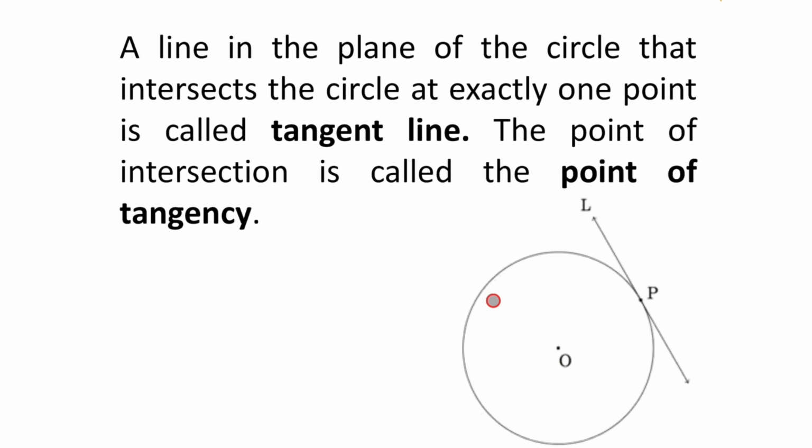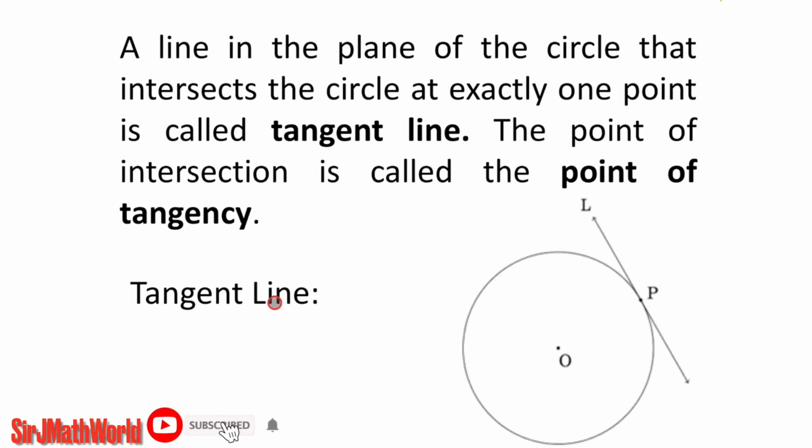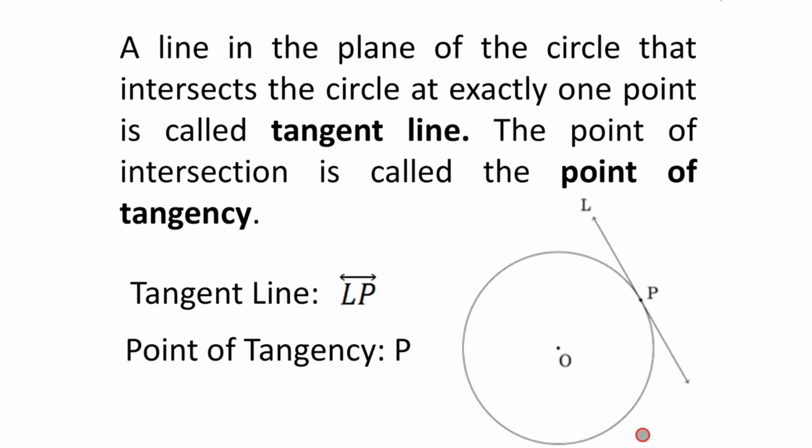So, we have here, this is the circle O. Ang pangalan ng circle na to ay circle O. At meron tayong tangent line. The tangent line is LP, or line LP. And may tinatawag din tayong point of tangency, kung saan nag-intersect yung circle at saka yung tangent line. The point of tangency is P.